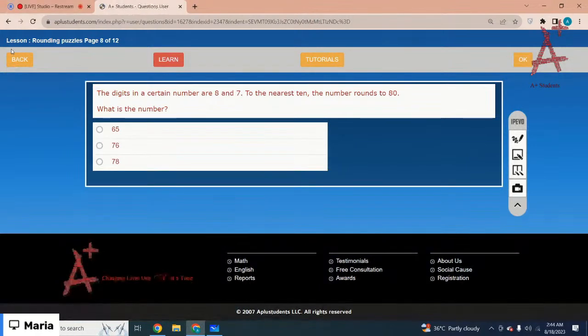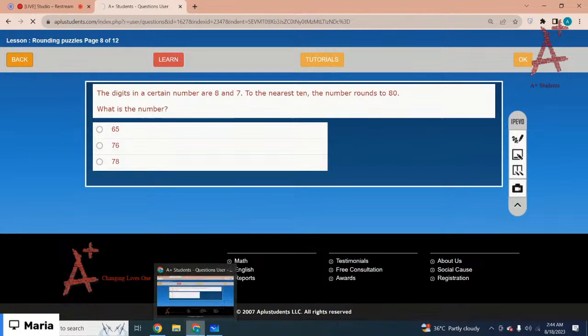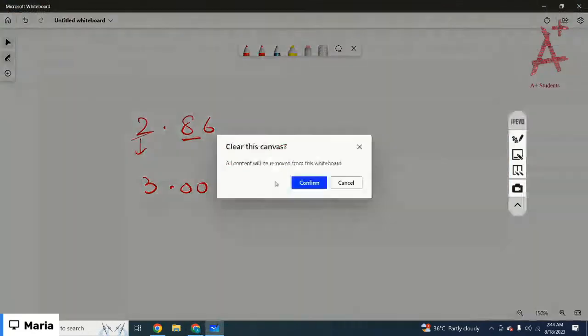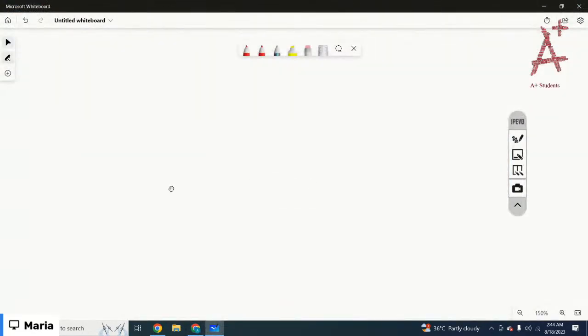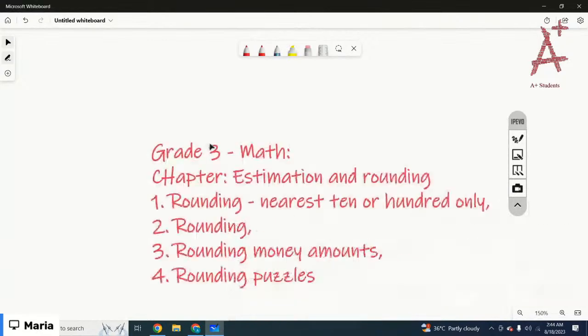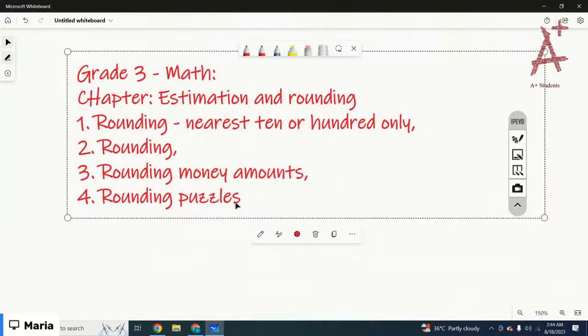Okay, you can complete the lesson by yourself later today. So we're working on grade 3 math. The lesson we're working on is estimation and rounding. The lessons we have covered from the chapter are rounding to the nearest 10 or 100, rounding money amounts, and the one we just did is rounding puzzles. So please make sure that before the next session you complete all the practice questions for the lessons we did today. If you need more help with any of the lessons, you can contact any tutor on Skype. They are available from Monday to Friday, 5 to 9, right?